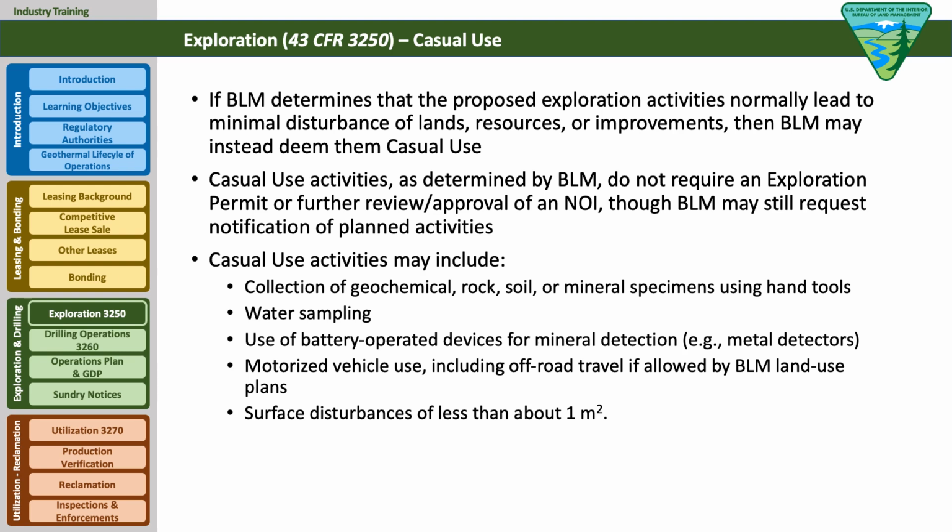Examples of casual use activities may include collecting geochemical, rock, soil, or mineral specimens using hand tools, water sampling, use of battery-operated devices for mineral detection, such as metal detectors, motorized vehicle use, including for off-road travel, if allowed by BLM land use plans for that area, and other minor surface disturbances of less than about 1 square meter.